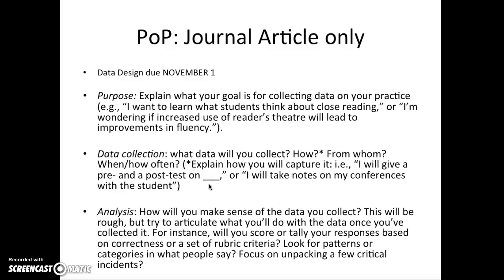But if you're doing the journal article, it's due November 1st, not the lit review, but the data design. It shouldn't take you longer than half an hour to put this together. I just need you to answer these three parts, get it to me, and then I will review and give you feedback as soon as humanly possible so you can get rolling on the data collection.